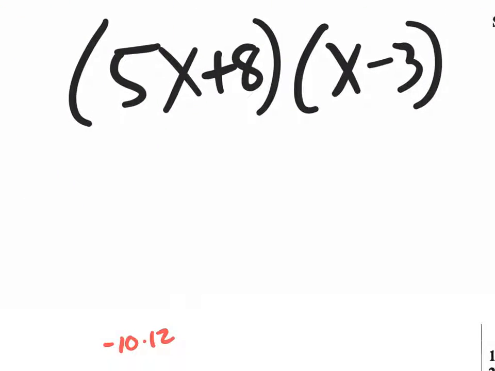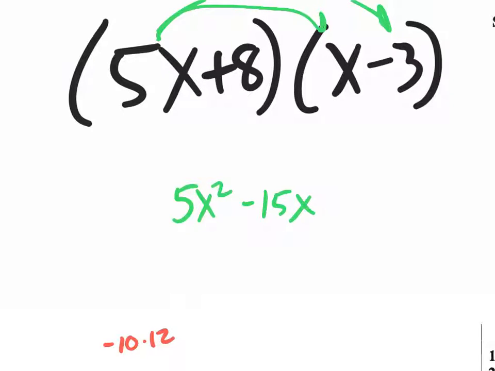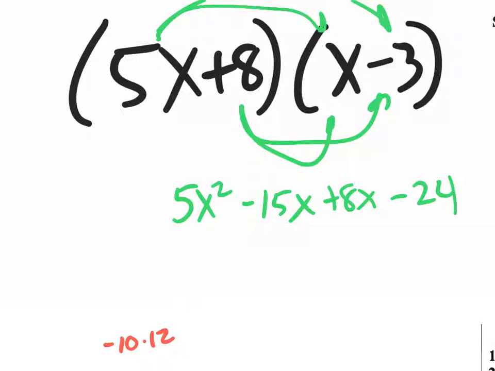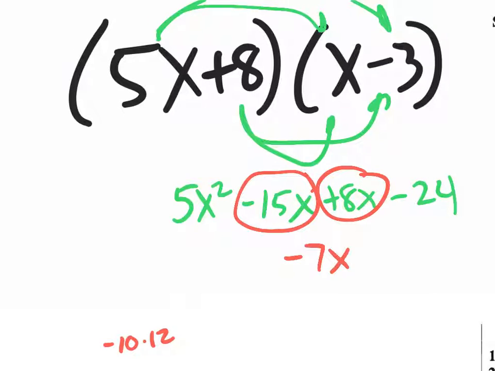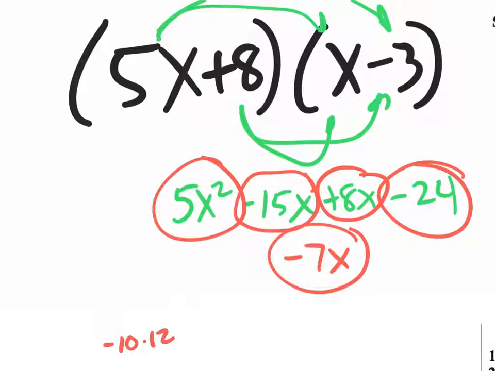So to check, let's do this. What is 5x times x? 5x squared. Thank you. How about 5x times negative 3? Negative 15x. Okay. And how about positive 8 times x? 8x. And how about positive 8 times negative 3? Negative 24. There we go. Okay, now out of those four terms, we could combine this middle one with this one. What is negative 15x plus 8x? Negative 7x.